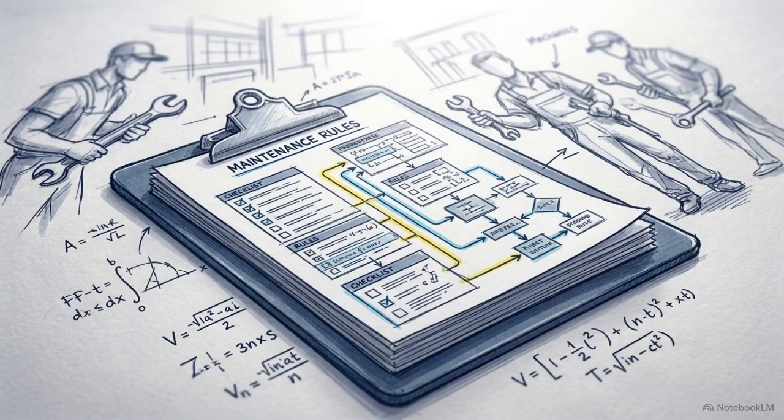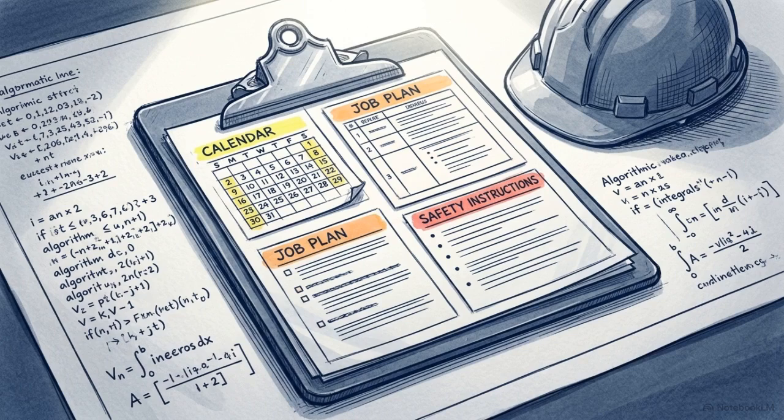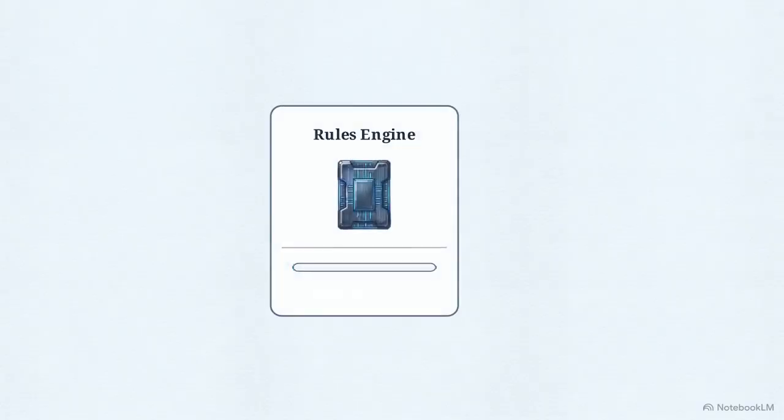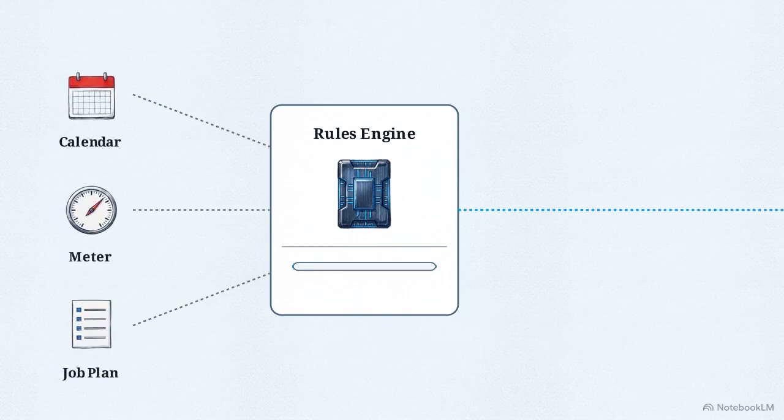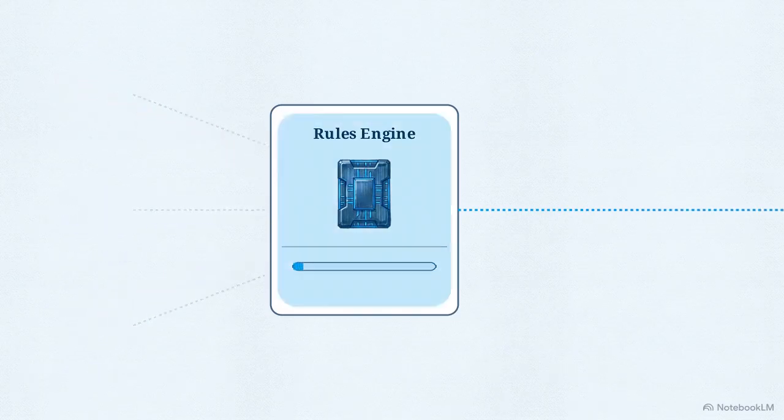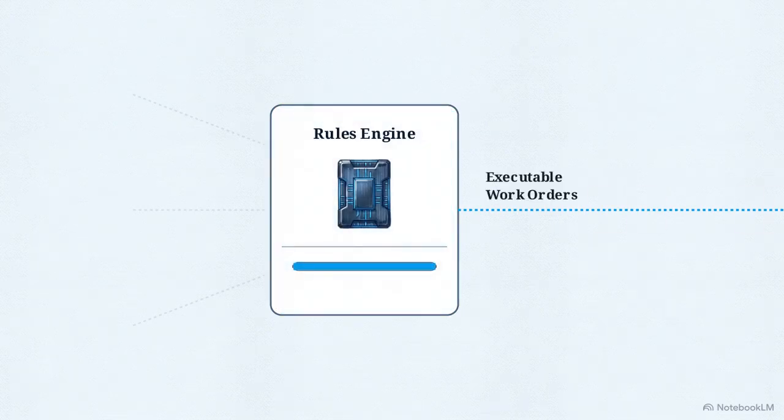A preventive maintenance, or PM record, does not actually perform work. It is strictly a rules engine. It holds the scheduling criteria, the required job plans, and the safety instructions. As you can see in this flowchart, the sole purpose of this rules engine is to process those variables, calendars, meters, and job plans, and systematically output executable work orders.